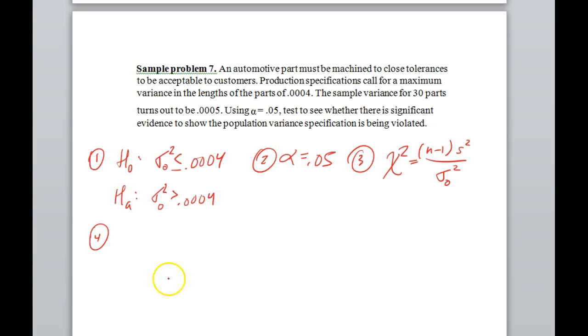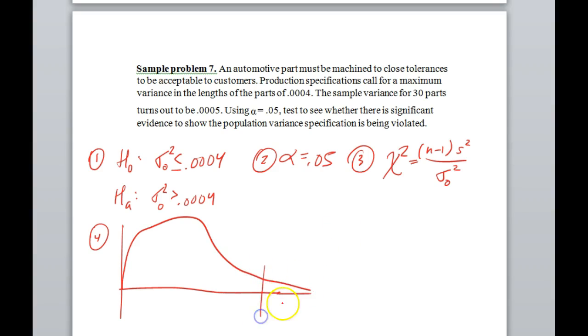Okay, so 4 is when we determine our rejection region. The chi-squared graph looks a little bit different than the normal graph. It's skewed to the right, similar like that. We just cut it off here because we know we're going to the right. So this is our rejection region. How much probability do we have in the rejection region? We look up to our alpha for that. So we have 0.05 in the rejection region.